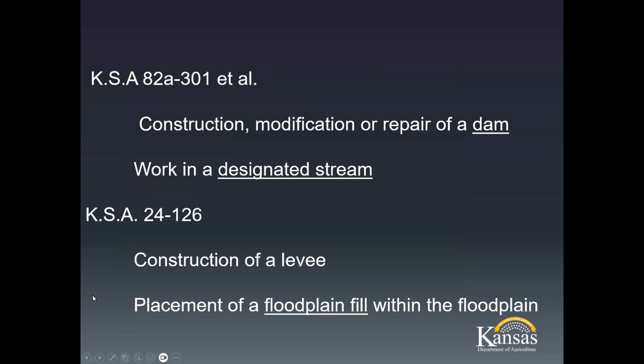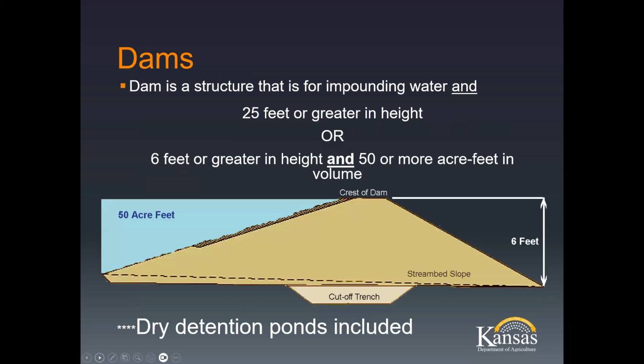KSA 82A-301 et al. talks about the construction, modification, or repair of a dam and then work in a designated stream. KSA 24-126 talks about the construction of a levee or the placement of floodplain fill within a floodplain. So we're going to talk about KSA 82A-301 first and KSA 24-126 last.